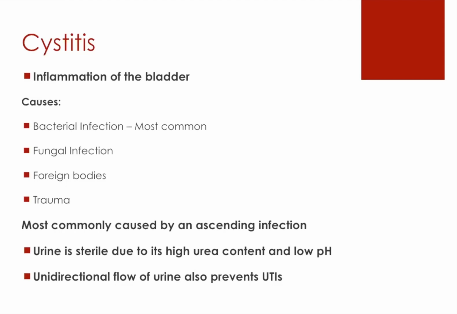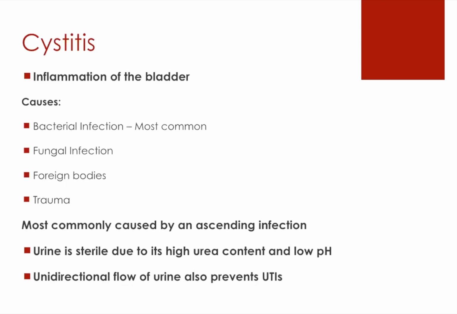It's most commonly caused by an ascending infection. And what we mean by ascending infection is from the ground up. So it's caused by bacteria that make their way up the urethra, into the bladder, and then adhere to the bladder's mucosa, that lining of the bladder. So urine is normally sterile due to its high urea content and low pH. This creates an environment that's not favorable for bacteria, and that's part of its protective mechanism.